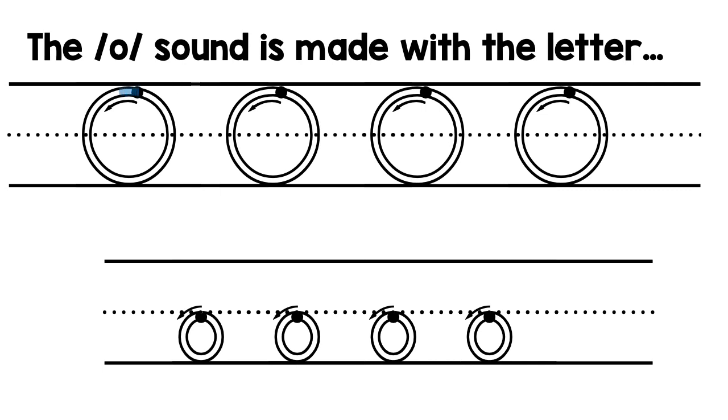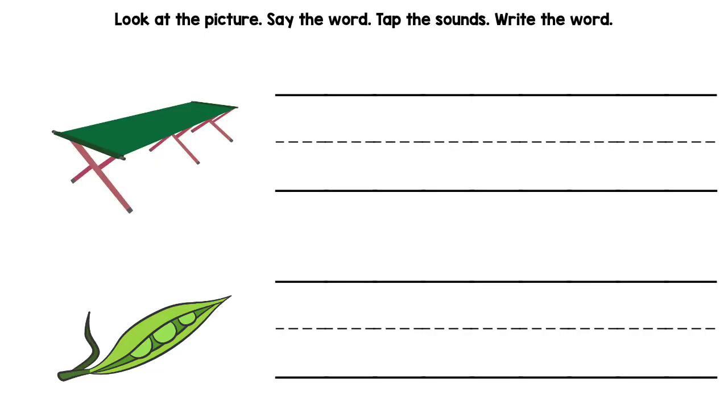Capital O makes a circle touching the top line and the bottom line. Lowercase o makes a circle starting on the middle line. It touches the bottom line and comes back up to the middle line. Push pause till you have completed this portion of your worksheet.